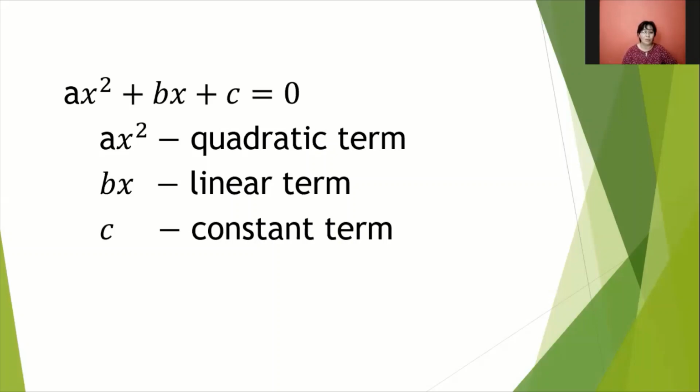Now, again, C is the constant term. A is the numerical coefficient of x squared. B is the numerical coefficient of the linear term. And a, b, and c are the known values here, while x here is the unknown variable.